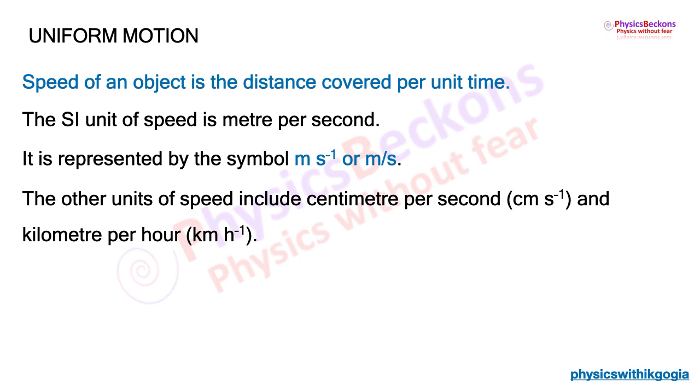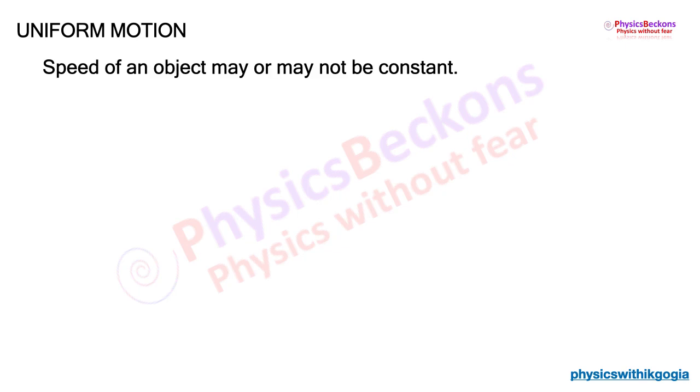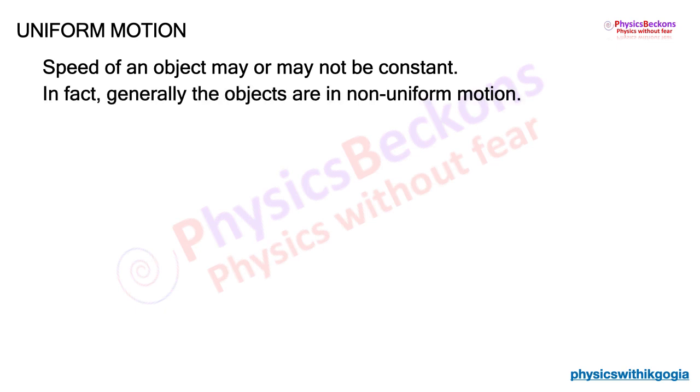Here we have talked about the distance per unit time without considering the direction of motion. So, speed is a scalar quantity. To specify speed of an object, we need only magnitude and not direction. The speed of an object may or may not be constant. In general, the objects are in non-uniform motion. We have earlier considered examples of a jogging man or a car on a crowded street, which may be faster for some interval and slower for the others. So, generally the objects are in non-uniform motion.